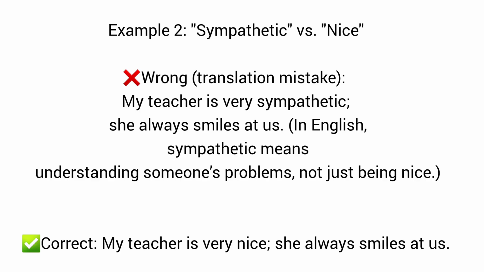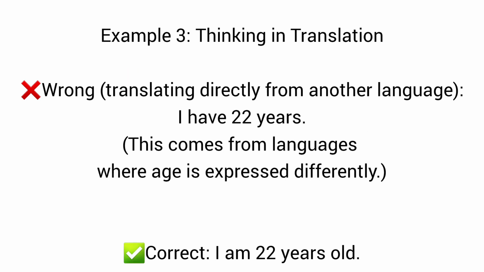Example 3. Thinking in translation. Wrong, translating directly from another language: I have 22 years. This comes from languages where age is expressed differently. Correct: I am 22 years old. Why? In English, we use to be for age, not to have. A translation dictionary might not show the correct sentence structure.